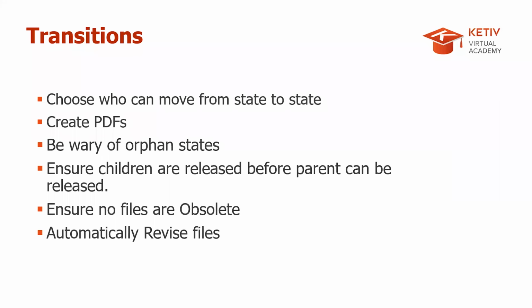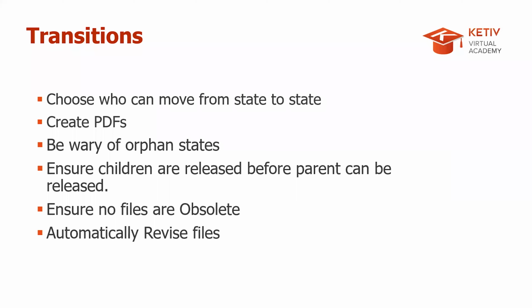You can also add certain settings that'll ensure your children are released before the parent. So this applies for assemblies. If you're releasing an assembly and some of the parts below it aren't released yet, you can always release them all at the same time and it'll allow you to do that. But if you're trying to release just the assembly and it sees something still being worked on, it'll actually stop you from doing that.